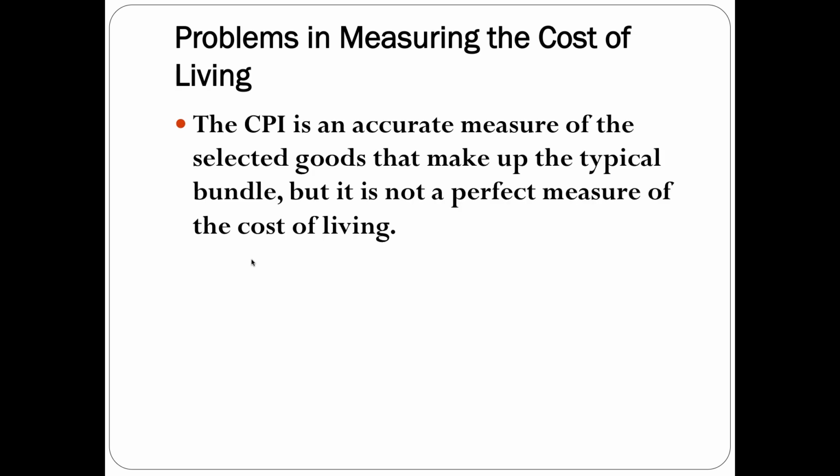Now, next I want to take a look at some of these problems in measuring the cost of living. The CPI is an accurate measure of the selected goods that make up a typical bundle, but is not a perfect measure of the cost of living. And economists will change up the CPI to try and make it a little bit more accurate. Like you have headline CPI versus core CPI. Core CPI is going to exclude prices like food prices and energy prices, because economists consider those too volatile. So we're going to focus here on some of the problems that exist in the CPI.